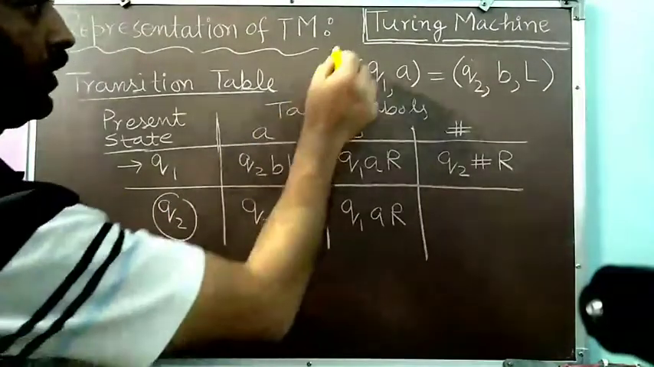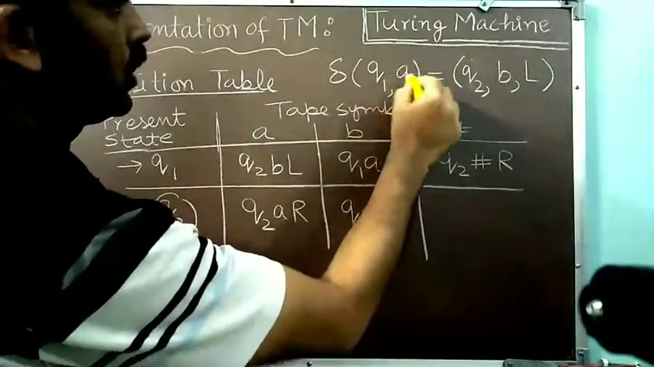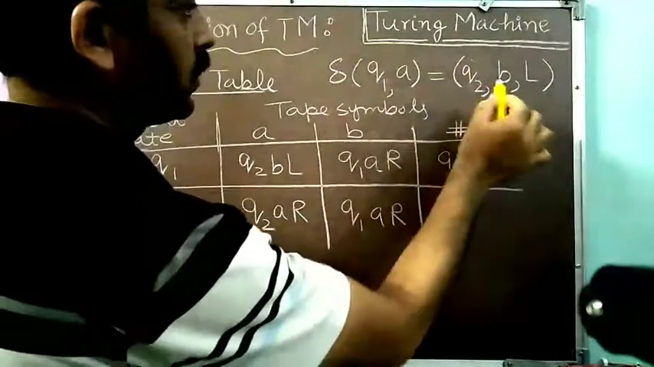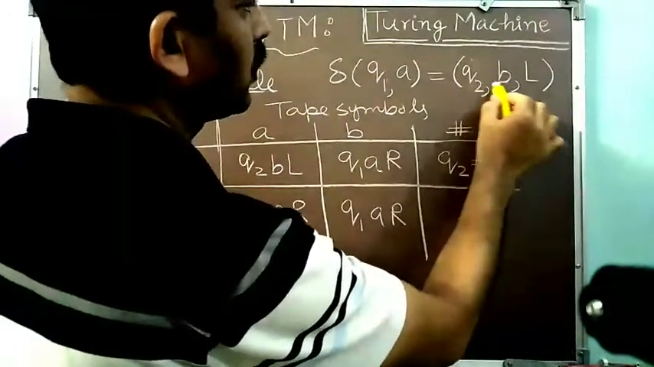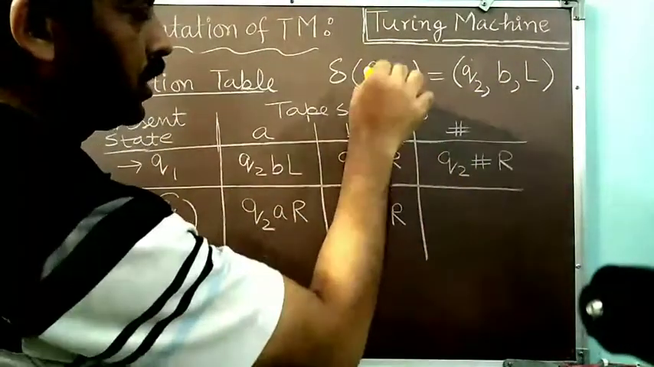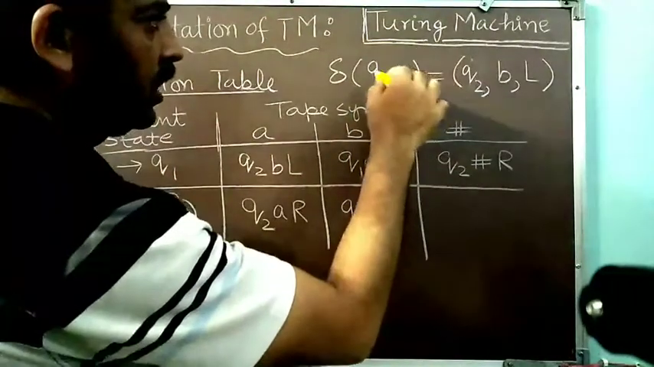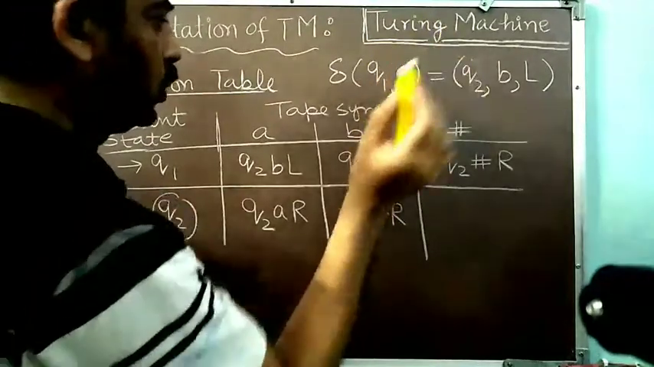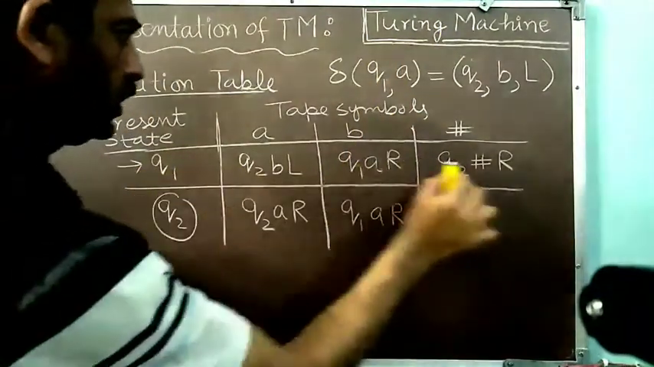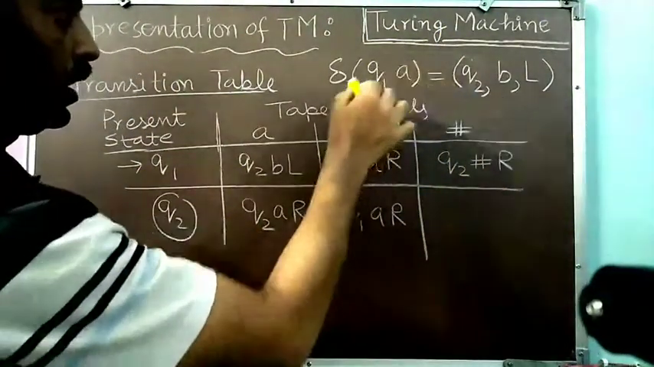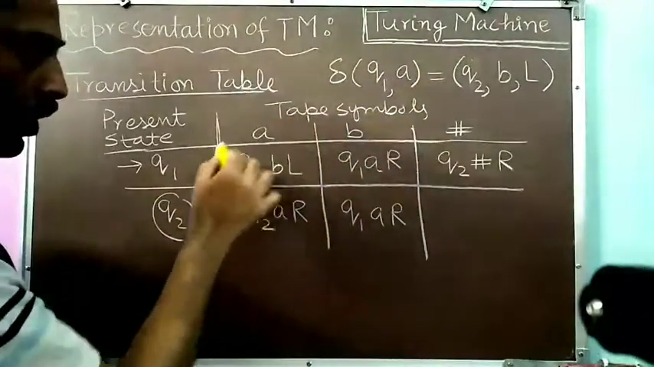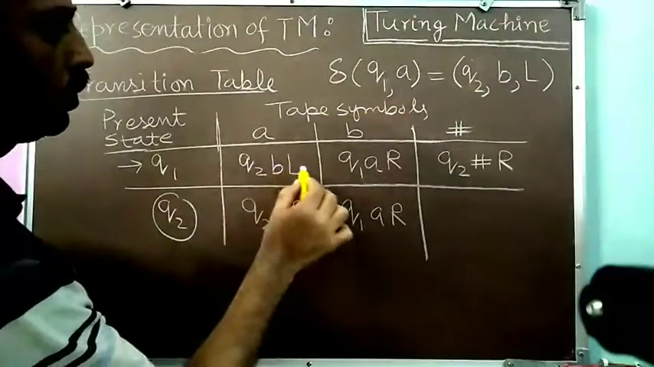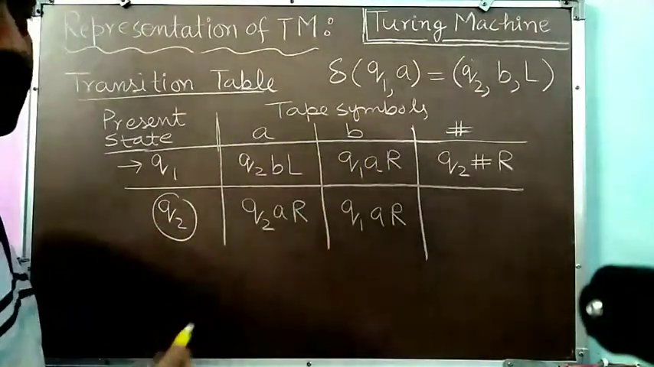And then suppose I have a transition function delta(q1, a) = (q2, b, L). If I have such a transition function delta, then I simply write q2 b L under the column a, along the row of the state q1. So the row of the state q1 is this, and the column of the tape symbol a is this. In this cell I will make the entry q2 b L.